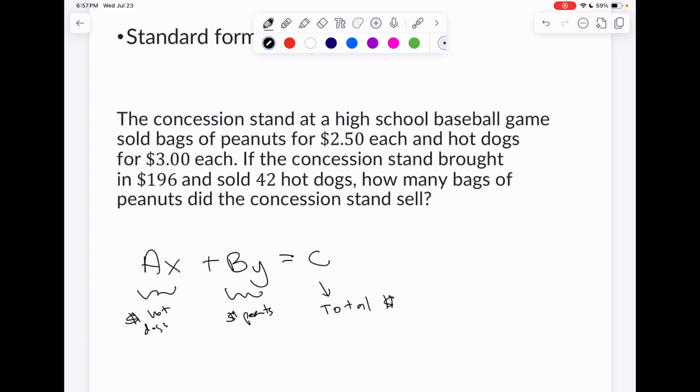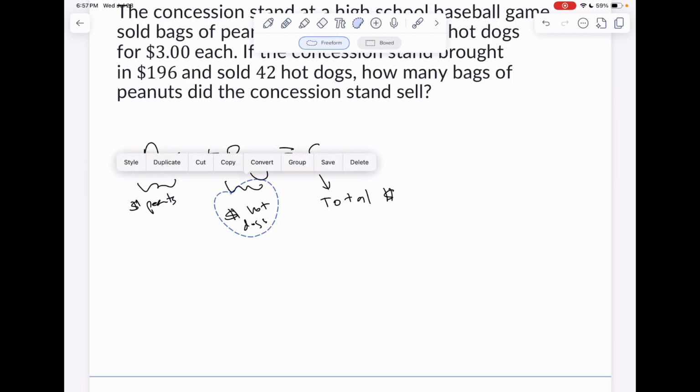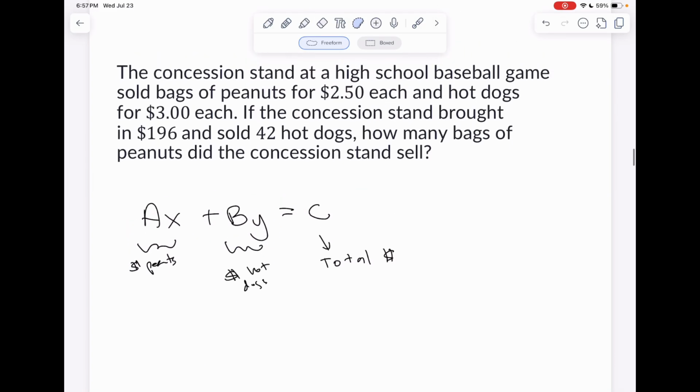Let's start with the peanuts actually here. Let me swap these guys. The question says peanuts first, so let's put the peanuts first. A little less confusing here. The amount of money we make on the peanuts, wow, could I have written that worse?